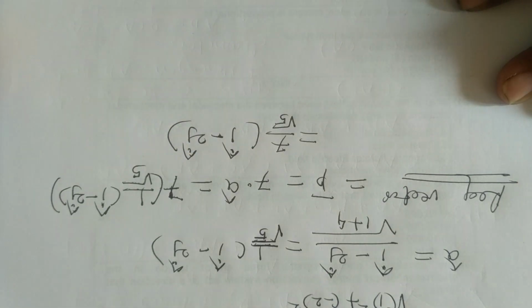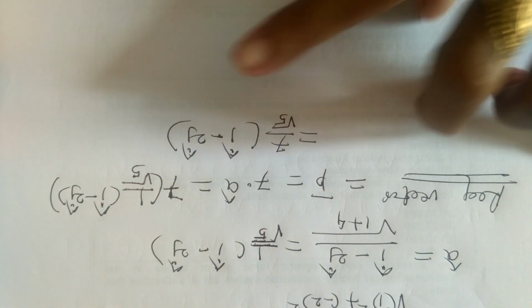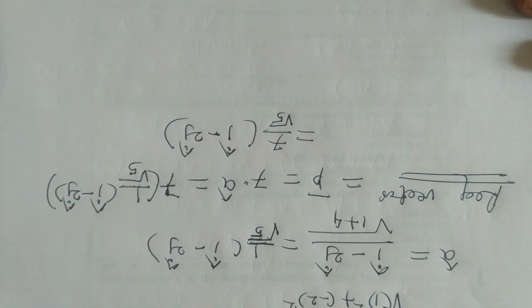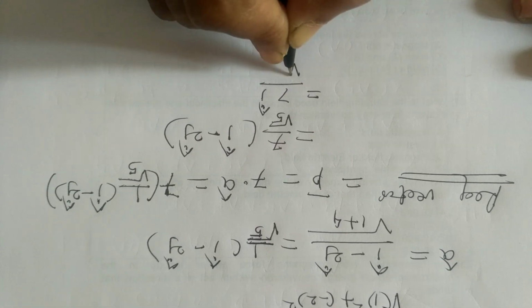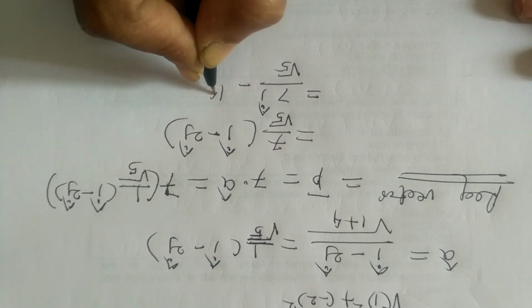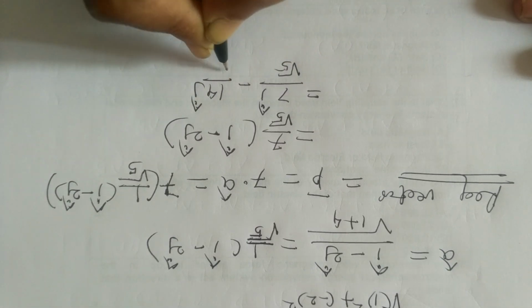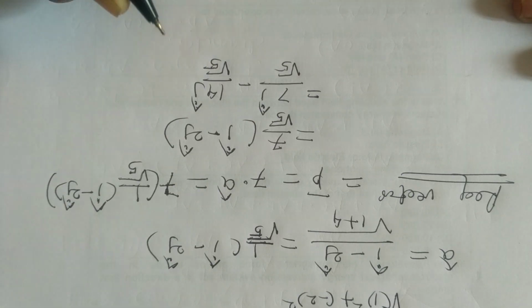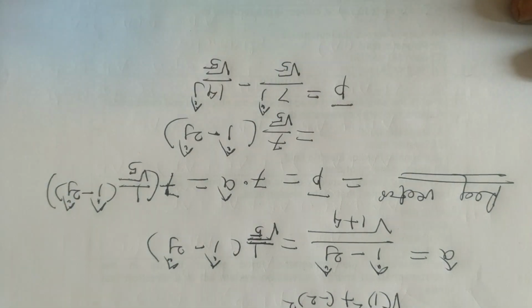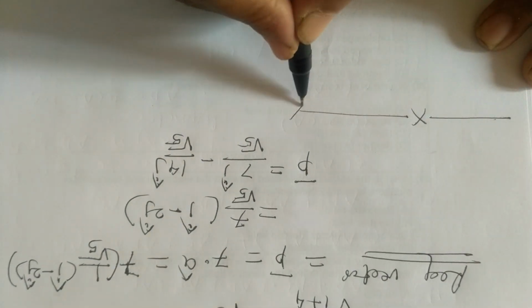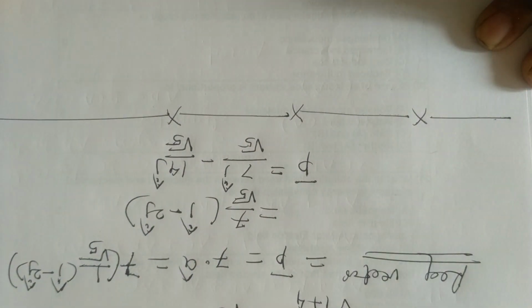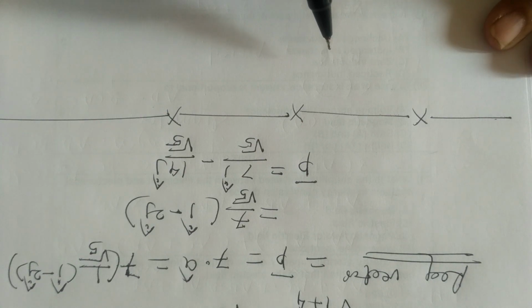We may take separate multiplication of this coefficient with i cap and 2j cap. So that vector may be 7 i cap upon root 5 minus 14 times j cap upon root 5. This is a very easy question, only to find a unit vector along the given direction.